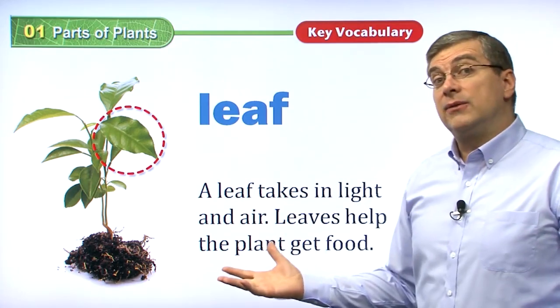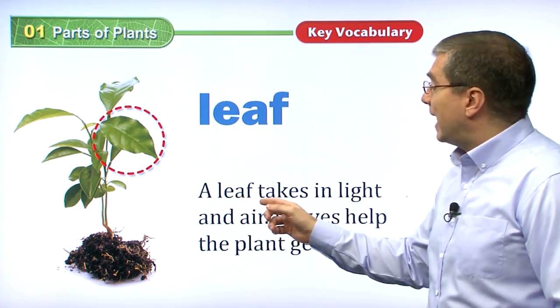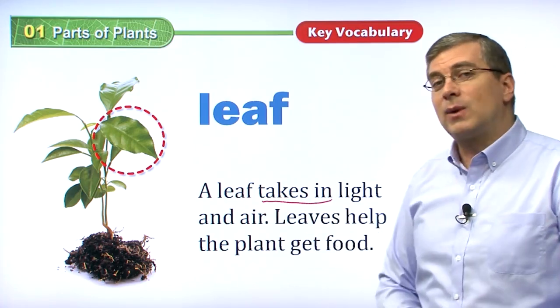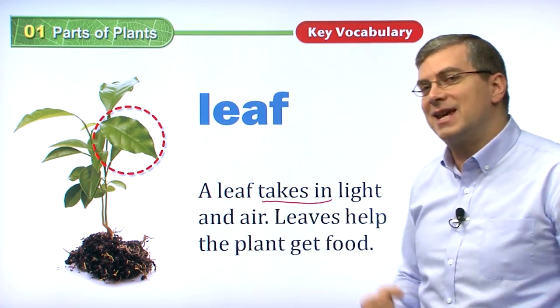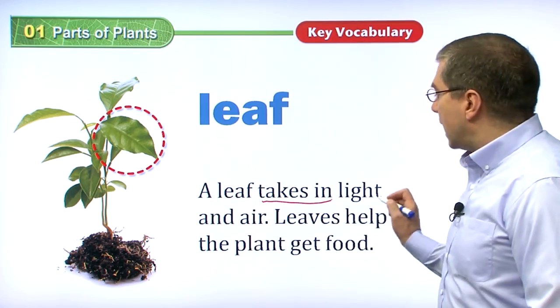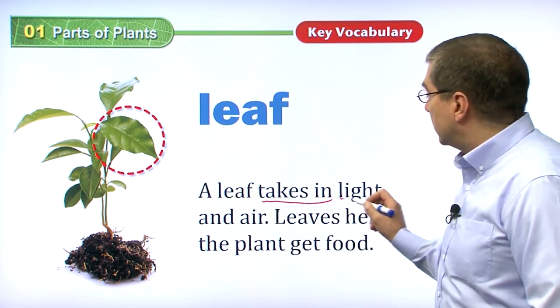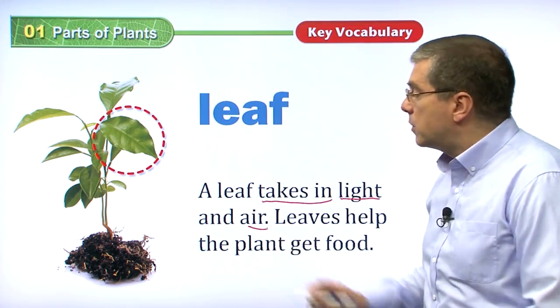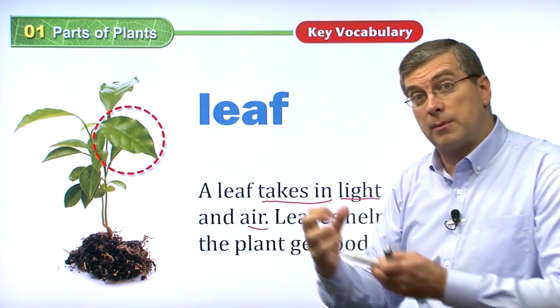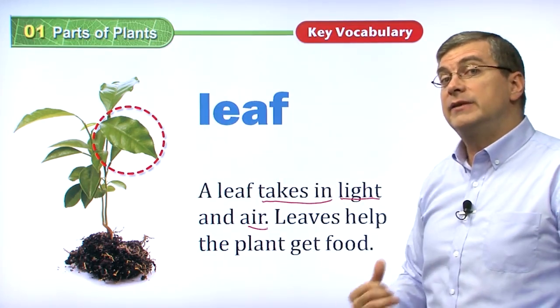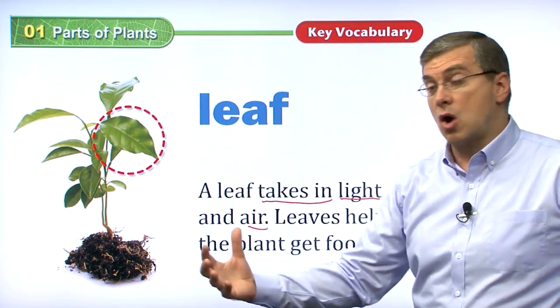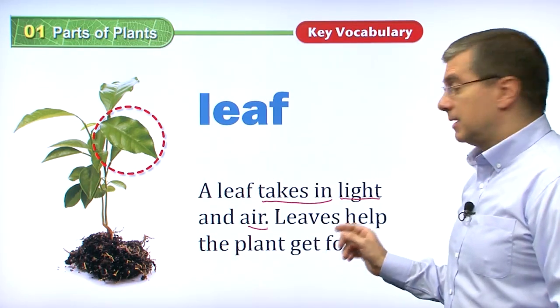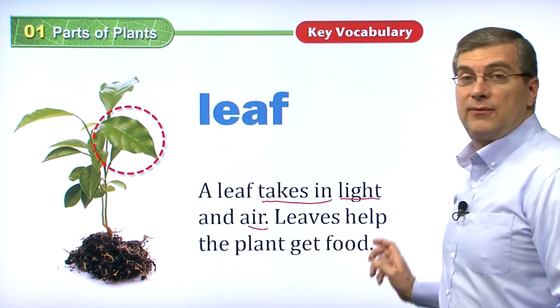And what does the leaf do? A leaf takes in. Again, we have that verb, right? Takes in. It takes in light and air. So it takes in light and air. Two things that the leaf does for the plant. It takes in these things that help the plant grow. Leaves help the plant get food.